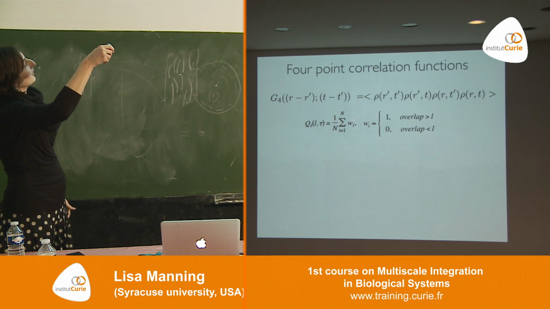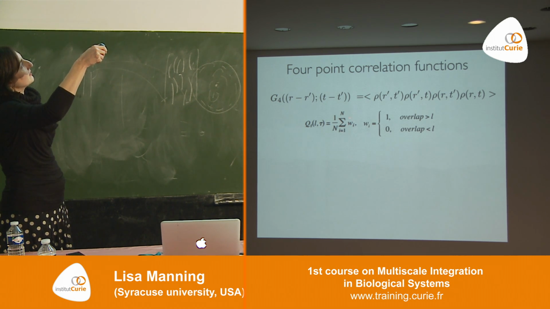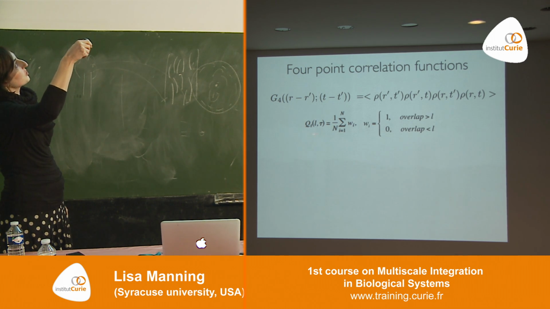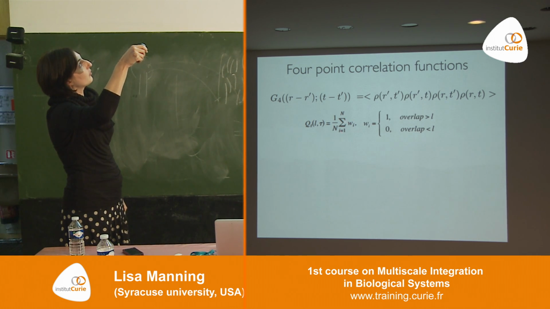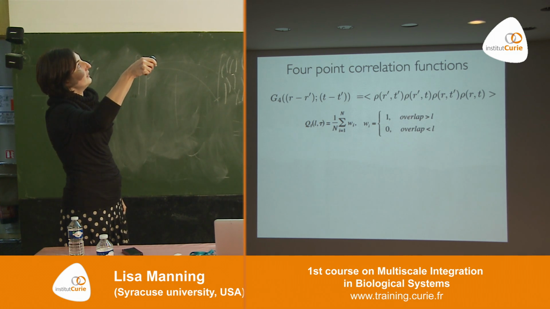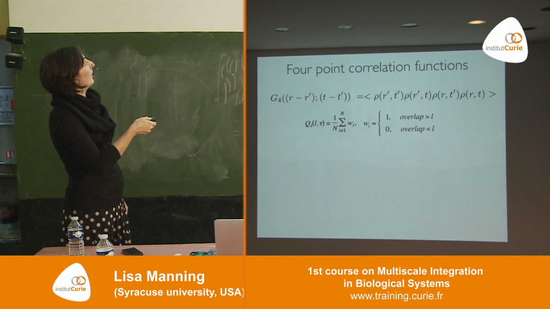In simple terms, the easiest thing to understand is this overlap function. I'm going to be talking about an object Q, which is an overlap parameter, which is the sum over all of the cells or particles in the system of this overlap function. And this overlap function is very simple. It's 1 if the particle is still overlapping with itself over a distance L, and it's 0 if it's not overlapping over a distance L.